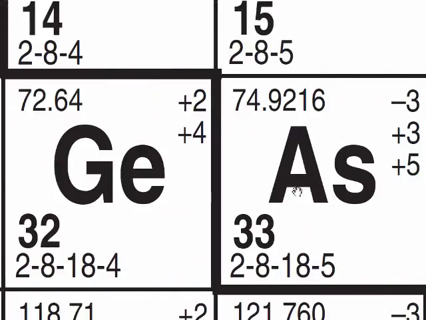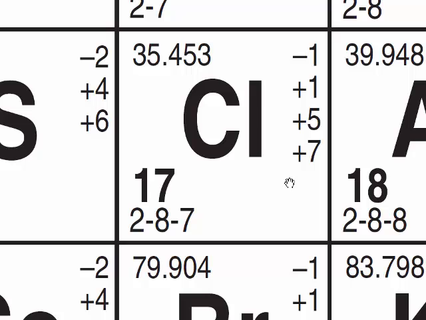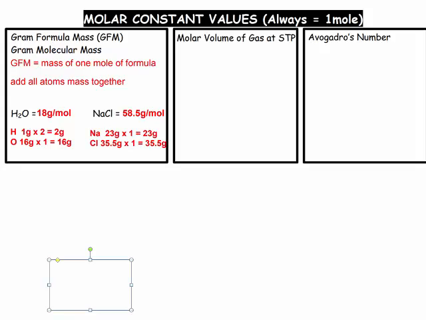Chlorine's all the way over here, and the chlorine is 35.453, so that rounds to 35.5. Okay, and so the sodium with its mass of 23 is just going to be times 1. There's only 1 of them in the formula. Chlorine, same thing. And so all I have to do is add 23 plus 35.5, and there's my GFM for sodium chloride. Like I said, guys, the GFM is the one that we will use by far the most often in chemistry. So this is it right here.